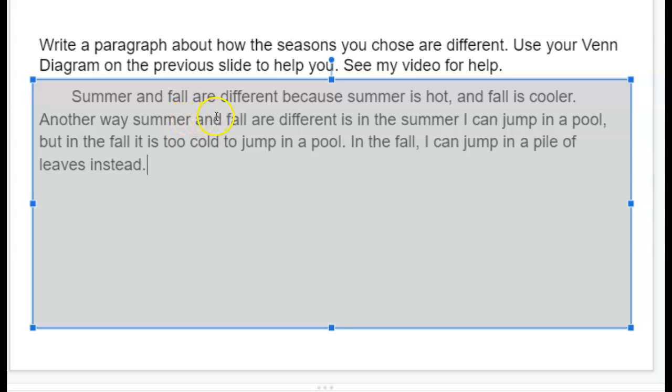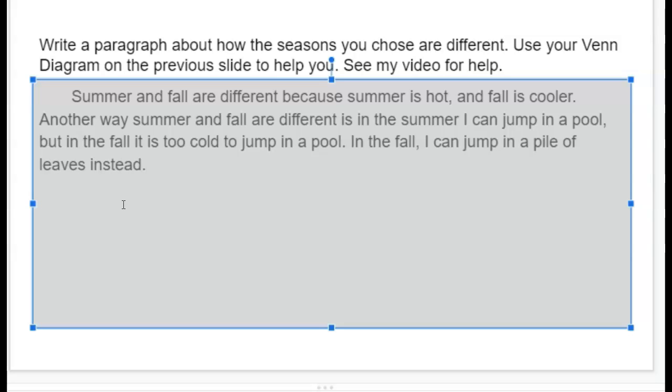Summer and fall are different because summer is hot and fall is cooler. Another way summer and fall are different is in the summer, I can jump in a pool. But in the fall, it is too cold to jump in a pool. In the fall, I can jump in a pile of leaves instead. All right, so there's my example.